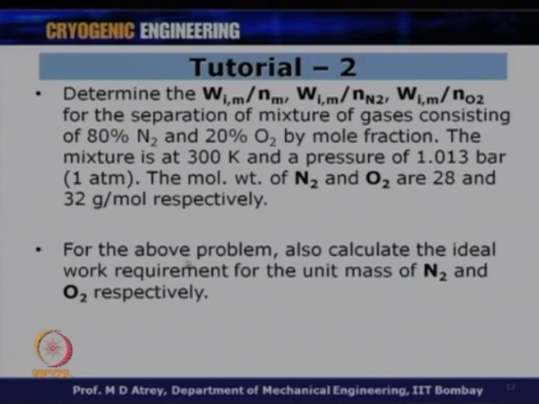The molecular weights of nitrogen and oxygen are 28 and 32 grams per mole respectively. For the above problem, also calculate the ideal work requirement for the unit mass of nitrogen and oxygen respectively. Okay.